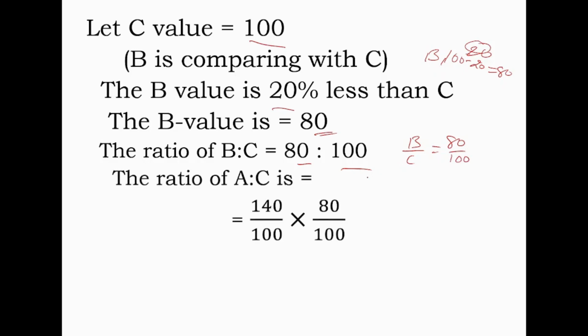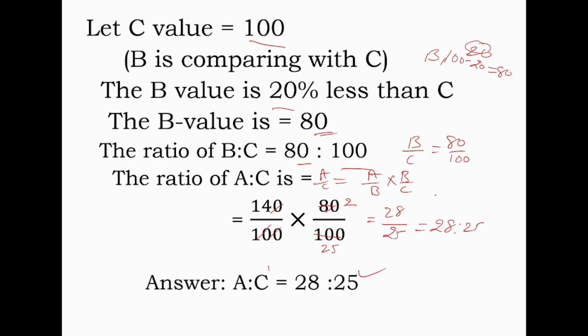Now we want to find what A is to C. So it is A by C, which can be written as the first ratio A is to B into B by C. So 140 by 100 into 80 by 100. This 0 and this 0 cancel, this 0 and this 0 cancel. So 4 2s are 8, 4 25s are 100, 14 2s are 28 by 25. So the A to C ratio is 28 is to 25. Our answer: A is to C is 28 is to 25.